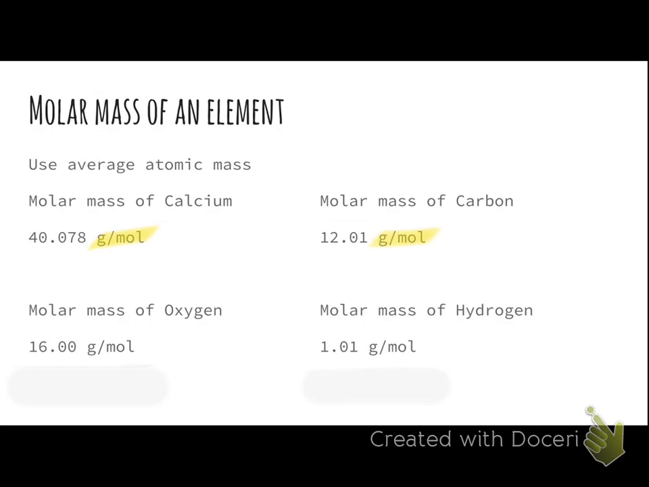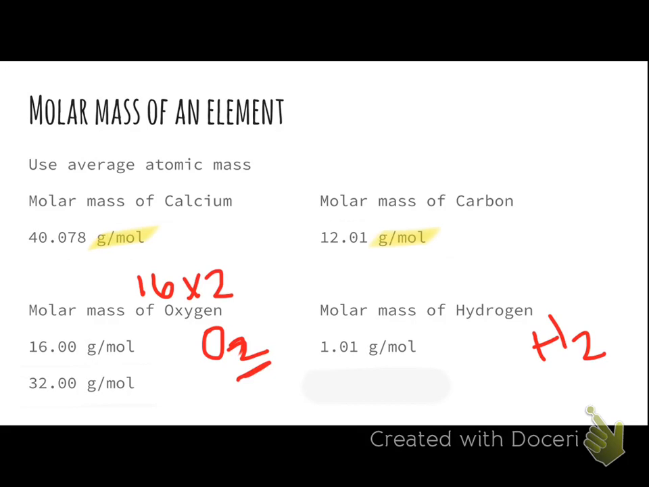Now remember, sometimes with our oxygen, it's going to be an O2. Our hydrogen would be H2, so they're diatomic. Remember the Hofbrickels. So in that case, it would be 32 grams per mole because we have two oxygens, so you take that 16 and you multiply it by 2 to give you 32. So what would hydrogen look like? We're just going to take this 1.01 and multiply it by 2 to give us 2.02.